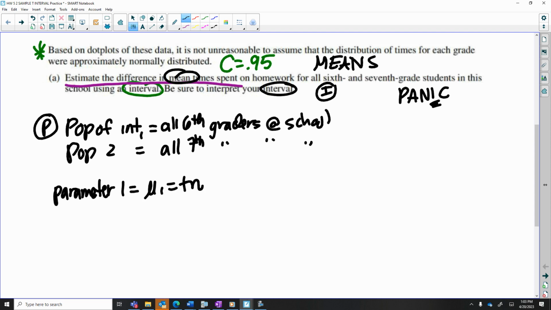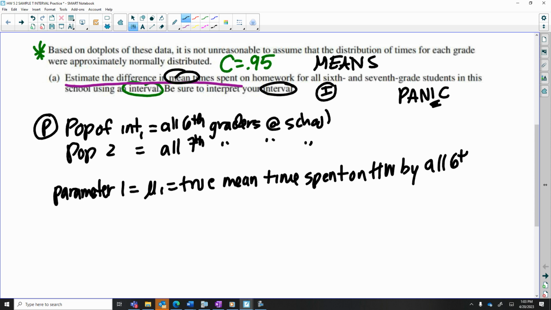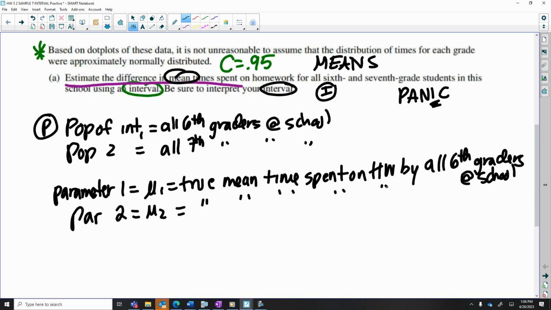Let mu1 be the true mean time spent on homework by all sixth graders at the school. And let mu2, because remember the mu is the parameter, be parameter 2, the true mean time spent on homework at the school by all seventh graders. Okay, so notice here the parameter is mean and not proportion. That's an easy error to make. So now we're done with P.